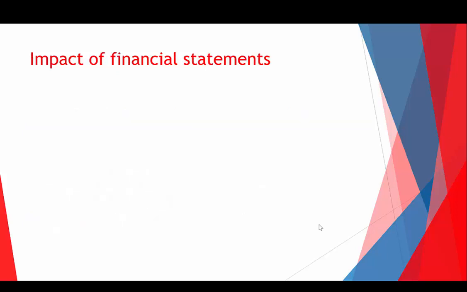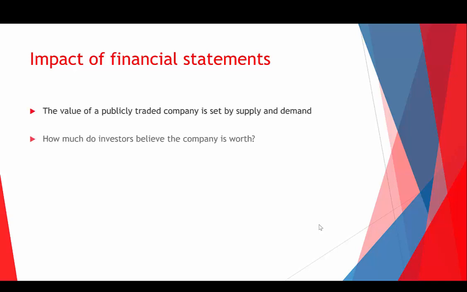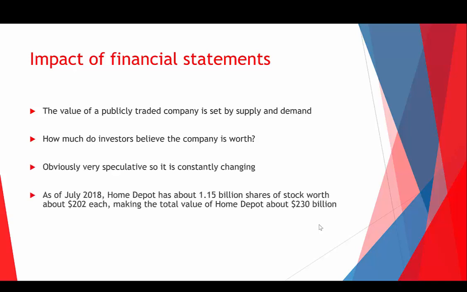The impact of the financial statements. So the value of public companies is set by supply and demand. So what do people think that it's worth? And that's very subjective, so it is constantly changing. As of July 2018, Home Depot had about 1.15 billion shares outstanding, and they were worth about $202 each. So the total value of Home Depot was estimated at about $230 billion. That's called the market cap.